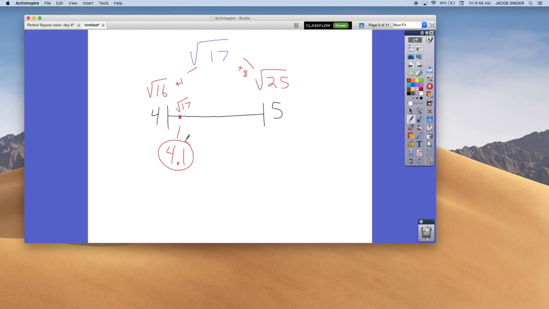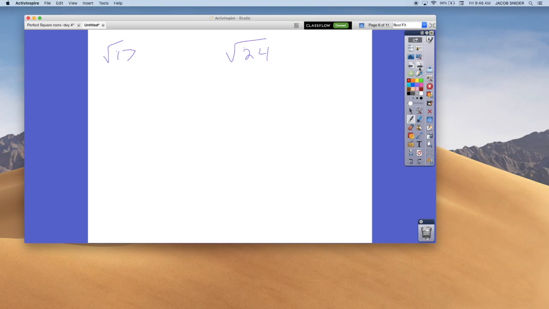We're going to stay in the same area, though. So here we go. Now I got the square root of 24. The perfect square that's below 24 is the square root of 16 again. The perfect square that's above 24 is the square root of 25. We just talked about this: the square root of 16 is 4.